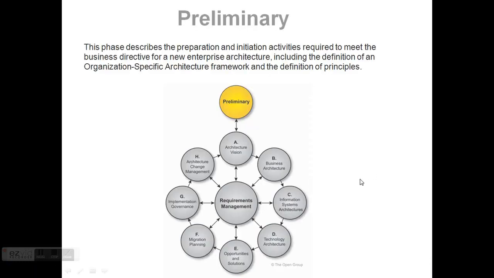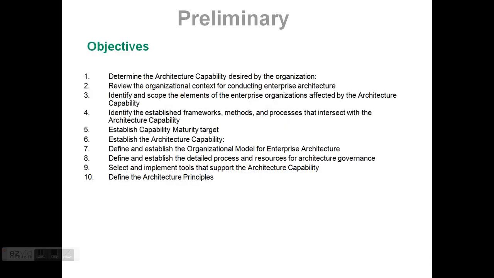The first phase is called preliminary. This phase describes the preparation and initiation activities required to meet the business directive for a new enterprise architecture. This phase includes the definition of the organization-specific architecture framework and the definition of principles. So basically, in this phase we are defining what the enterprise is, the major overall goals and objectives of the enterprise are set, and it is ready for the next phase, which will be the architecture vision.